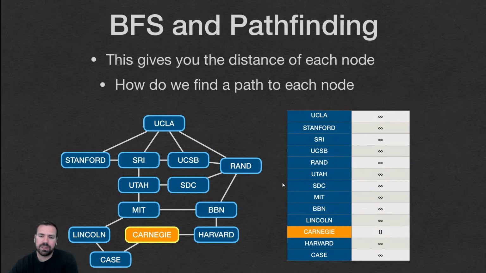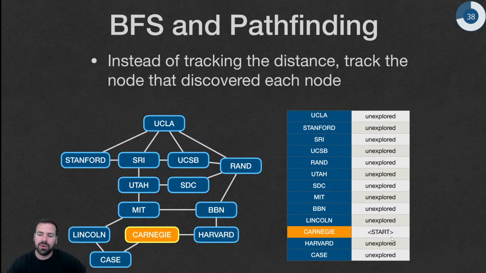But anyway, so what if we want to find the actual path between two nodes? So instead of tracking the distance, we're just going to make one pretty small change to our data structure here. Instead of tracking the distance like this, we're going to track the node that explored that node. So instead of taking the distance of the node that explored it and adding 1 to it, we're going to remember the node itself. We're going to keep track of which node explored each node. So for Carnegie, we're going to have some special marker, like null maybe, to say that Carnegie is the starting node. So nothing discovered it, it's the starting node.